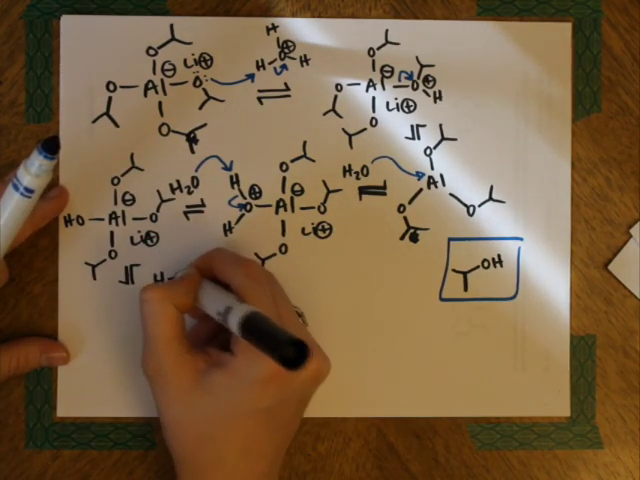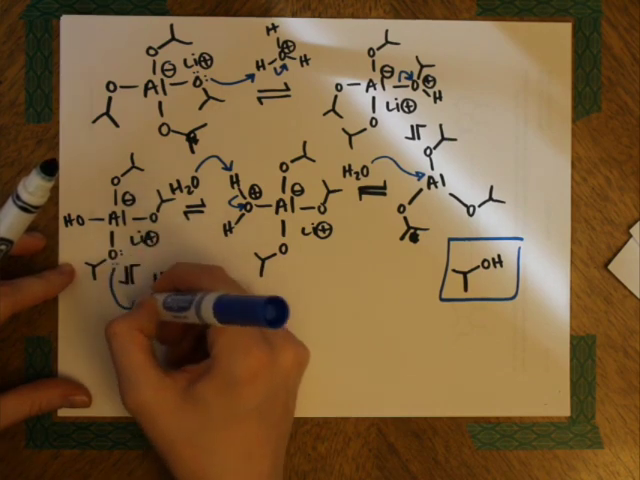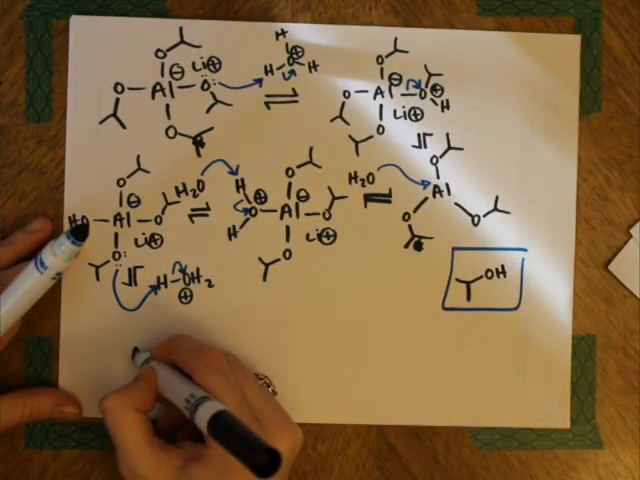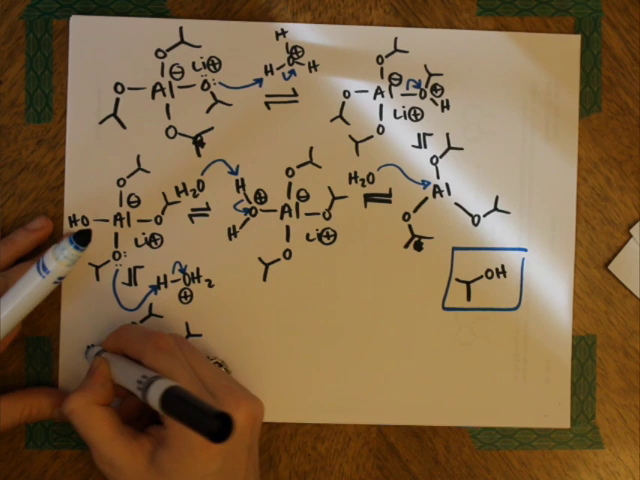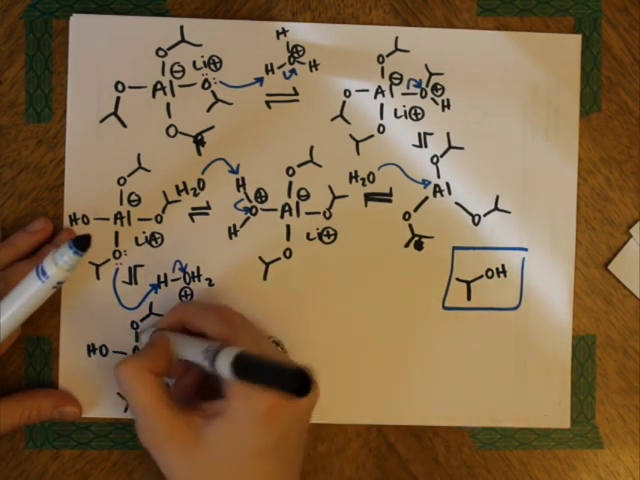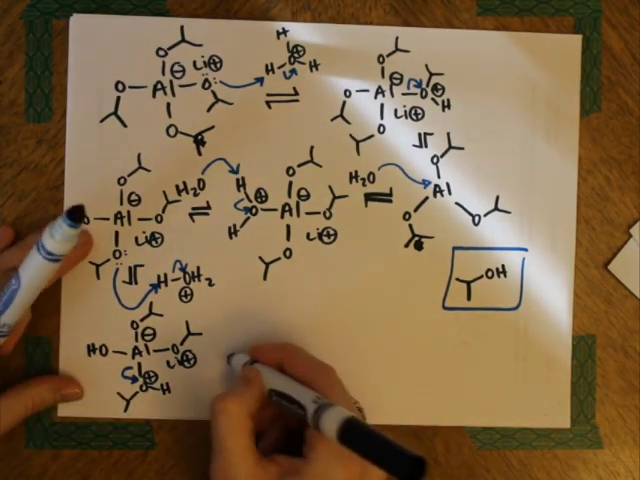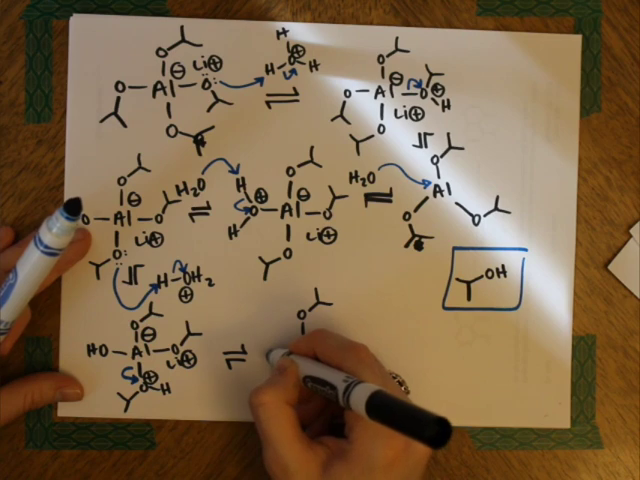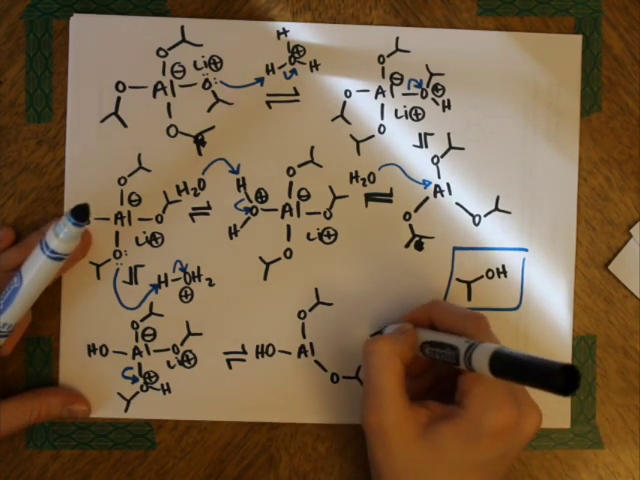So now I have H3O plus again. And another one of these guys, remember these lone pairs here, can come and grab that proton. And I'll make an intermediate that looks a lot like this, where I have an oxygen that's protonated, ready to leave. And Lewis acid-base chemistry happens, he just leaves. And I have another molecule of isopropanol.